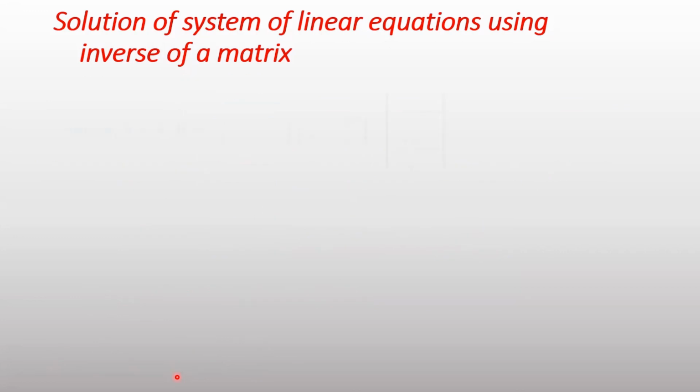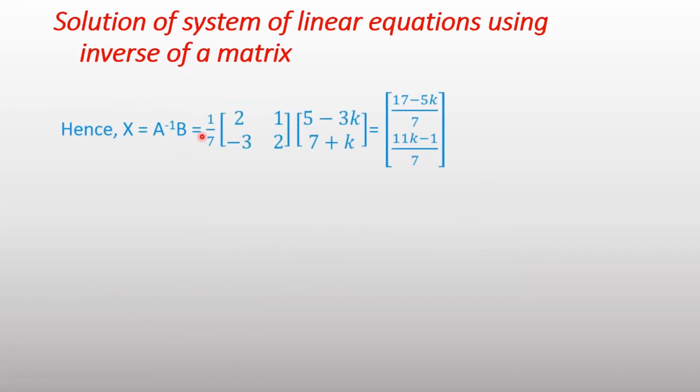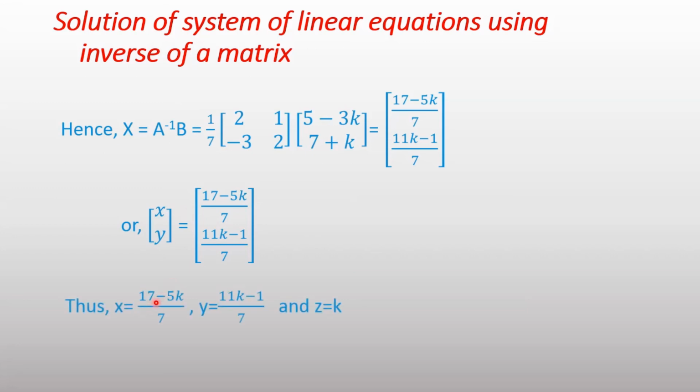Then X equal to A inverse B, 1 upon 7 A, and the value of B is 5 minus 3k, 7 plus k. Do the matrix multiplication and divide by 7, you will get 17 minus 5k upon 7 and 11k minus 1 upon 7. Equate both sides. Then the value of x you will get is 17 minus 5k upon 7, y equal to 11k minus 1 upon 7, and z we have already taken as k. In this pattern you are getting infinite number of solutions.